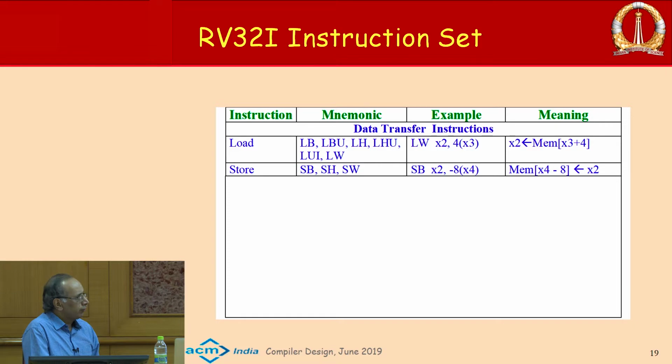Okay. Similarly, for the store instructions, in this case x4 minus 8 is the address of the location to which the value available in x2 is being copied. Similarly, you can think of what the load byte or load half word would be. It is either 1 byte or 2 bytes.